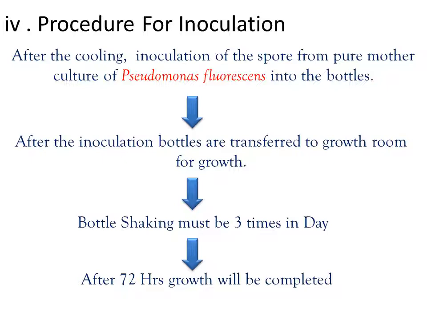While inoculating, we have to maintain a ratio of about 1/10, that is, 1/10 of the culture should be added to the liquid broth to get the appropriate growth of the bacteria within 72 hours.